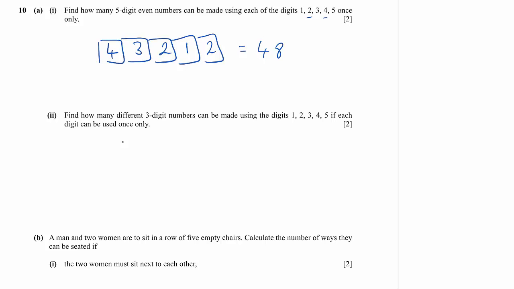Find how many different 3-digit numbers can be made using the digits 1, 2, 3, 4, 5 if each digit can only be used once. Well, it looks like we're making 3-digit numbers and there's no other restriction. So we have 5 choices of what goes here, 4 of what goes here, 3 of what goes there. So that's just equal to 60.